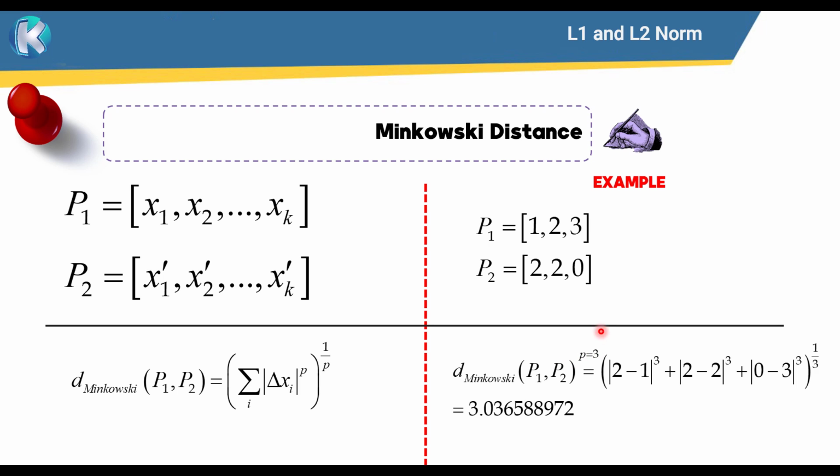That's it. And for example, in this example, if you want to calculate the Minkowski distance when p is equal to 3, it is equal to the absolute value of 2 minus 1 to the power of 3 plus the absolute value of 2 minus 2 to the power of 3 plus the absolute value of 0 minus 3 to the power of 3, and the whole term to the power of 1 divided by 3, which if you calculate all this stuff, it is approximately equal to this one.